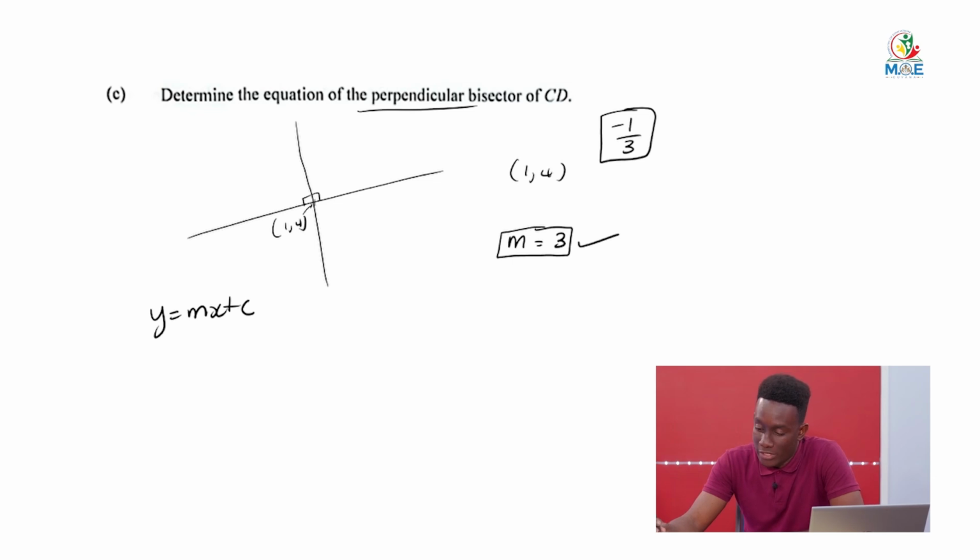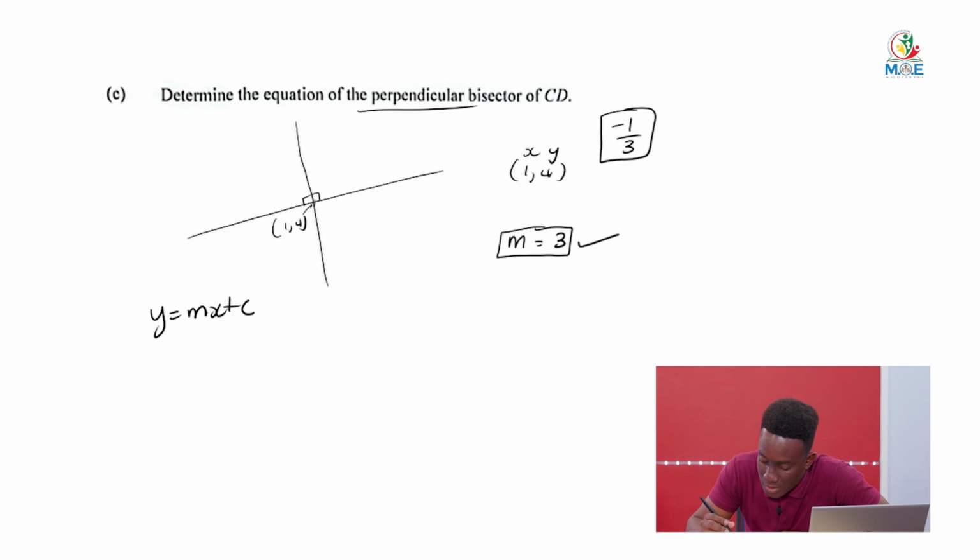So we have the gradient of that line, and then we also have these 2 points because the line will pass through. It's a bisector, so that means it will pass through the middle. So we also have these 2 points. This will be x and this is y. So we have all of those things.